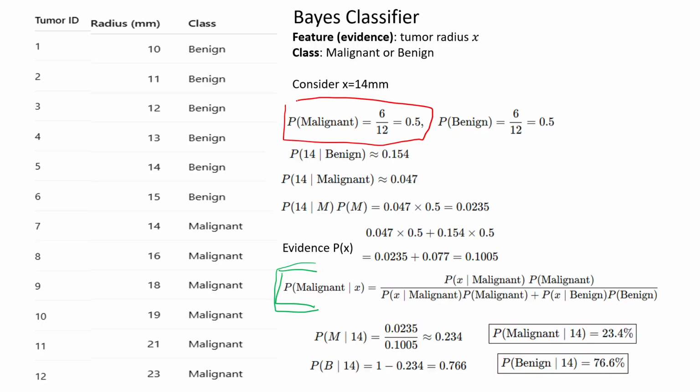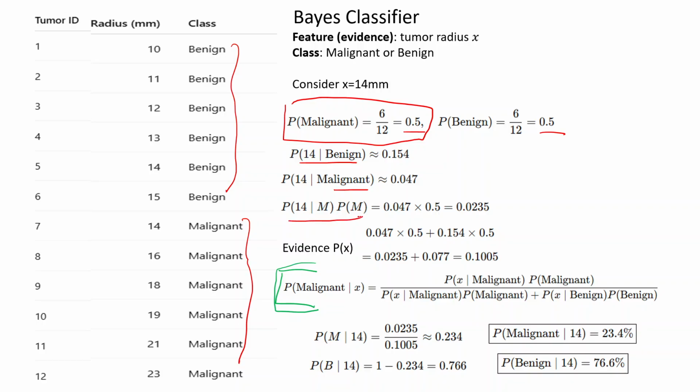That is, from the given population, 6 are belonging to the benign case and 6 are belonging to the malignant case. Therefore, a priori we can decide it as probability of malignant is 6 divided by 12. Similarly for the benign. Therefore, it becomes 0.5 for both the cases. And now previously we calculated this probability of the radius 14 belonging to the class benign, which was 0.154. Similarly, for the malignant case, we got it as 0.047.